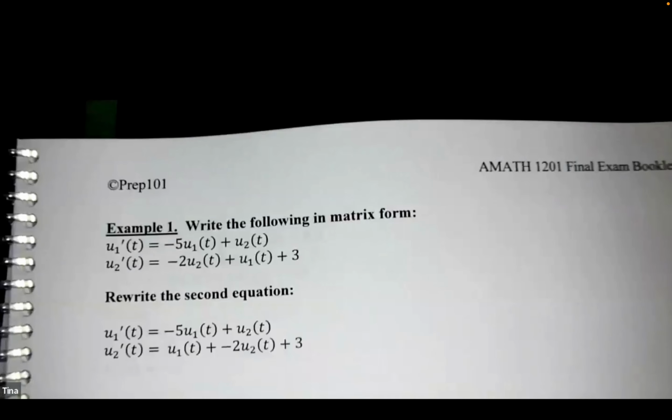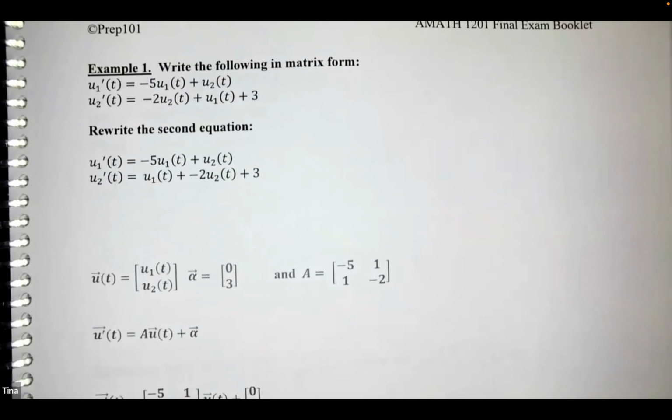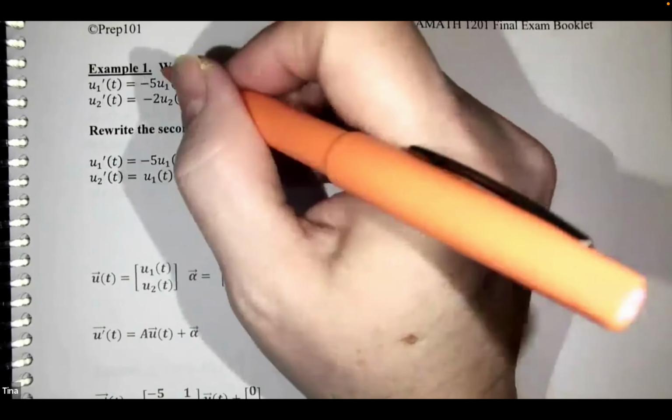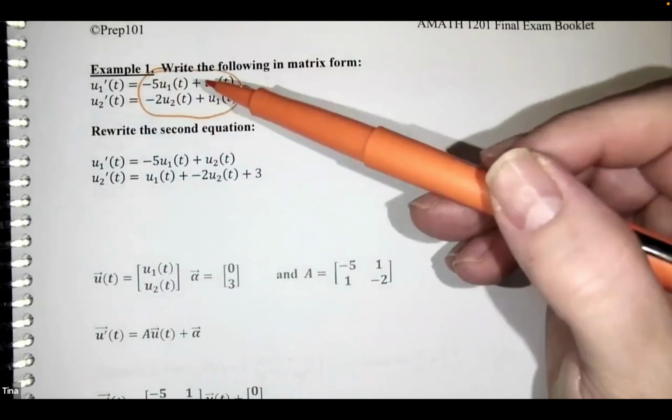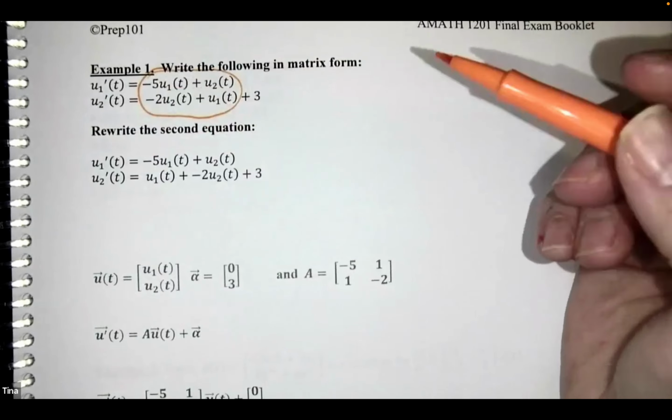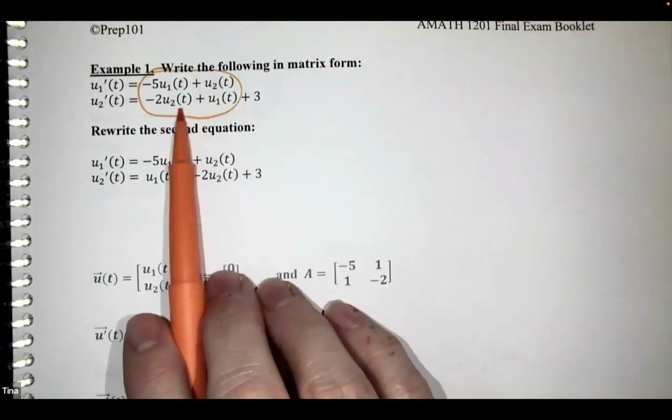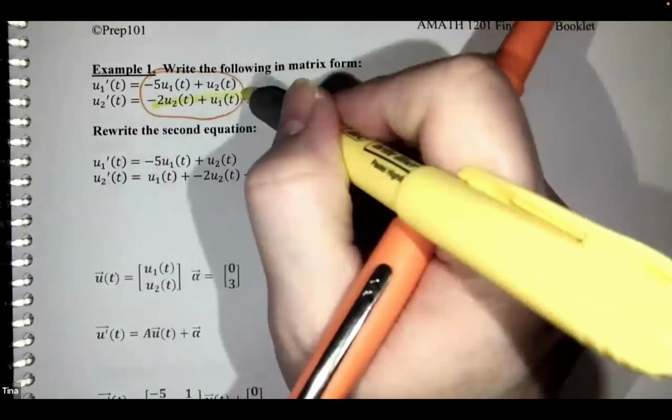Okay. So write the following in matrix form. The matrix form here would just be, we would look at this and look for our A matrix, which would just be the U1 and U2s. This one, I kind of tried to mess with you. I wrote it in the wrong order.